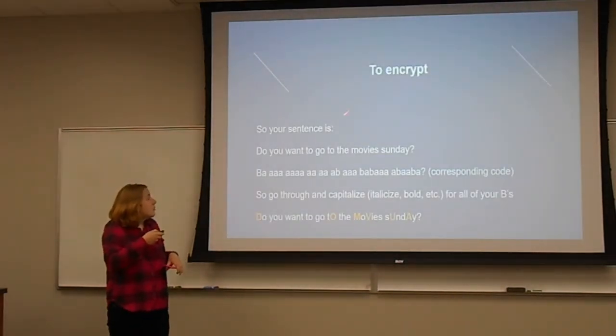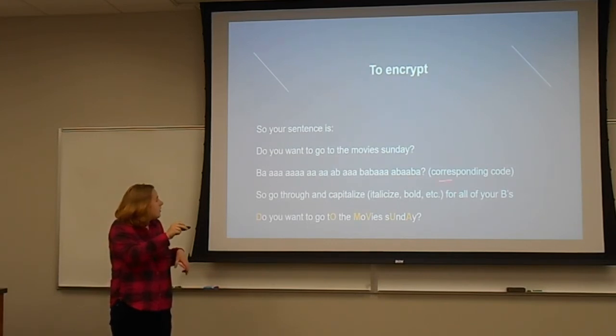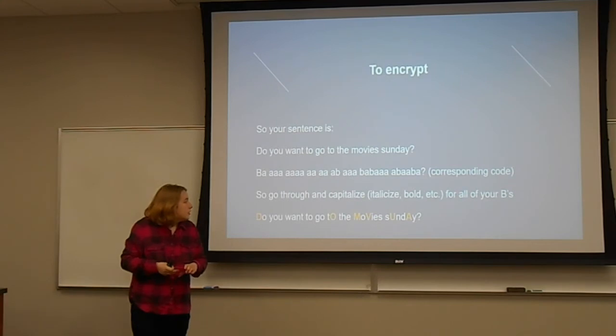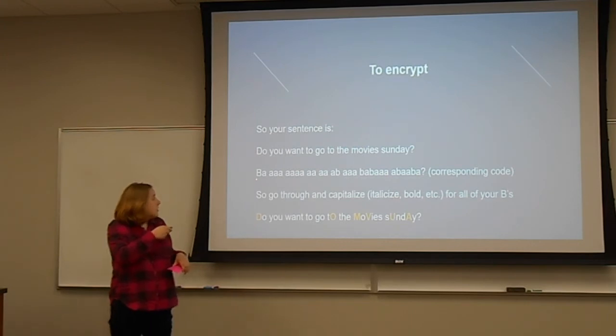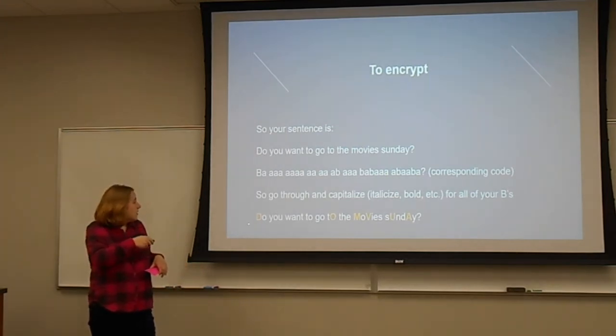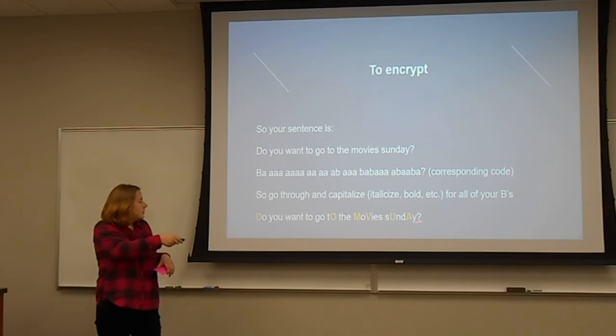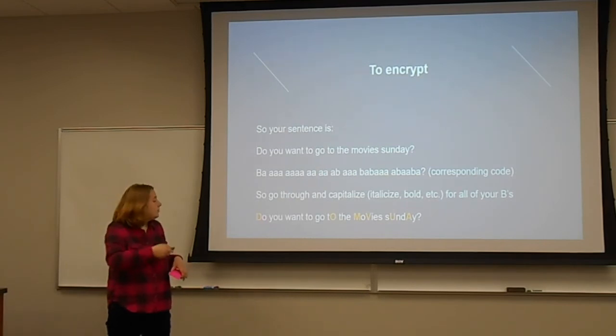So, for example, let's encrypt: Do you want to go to the movies Sunday? The corresponding code, spaced out appropriately to the sentence, is going to be this nice long BAA whatever over here. What you're going to do is capitalize where all the B's are in your sentence. So there's a B in the first part of this, as well as in the sentence that you're using here.